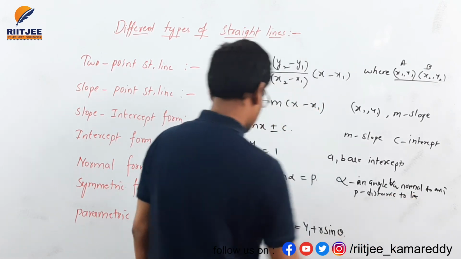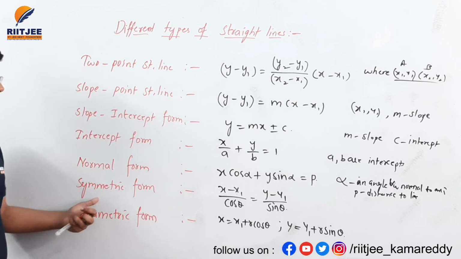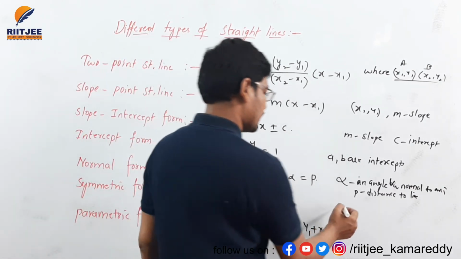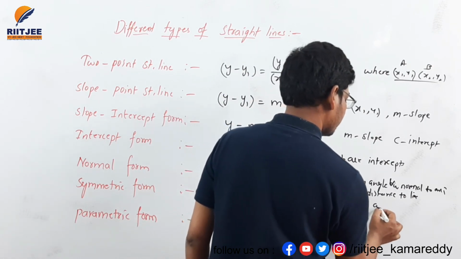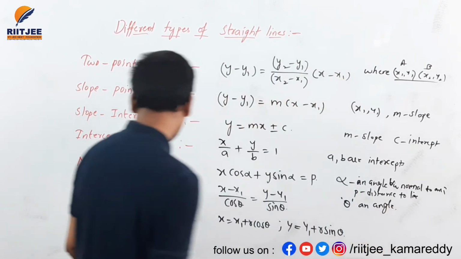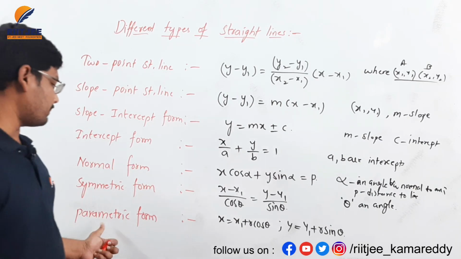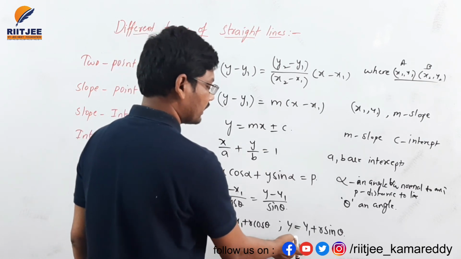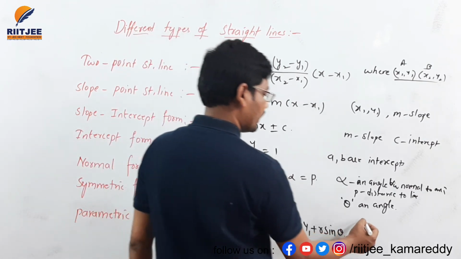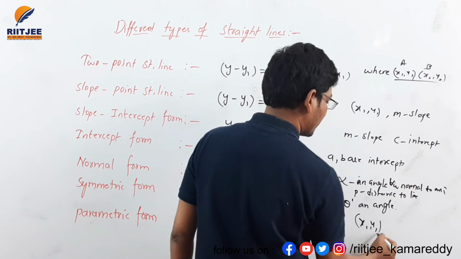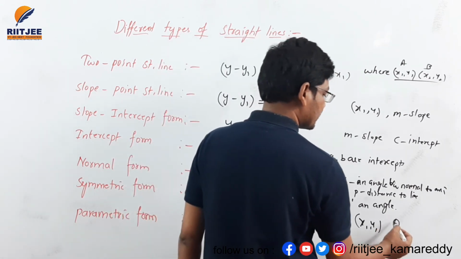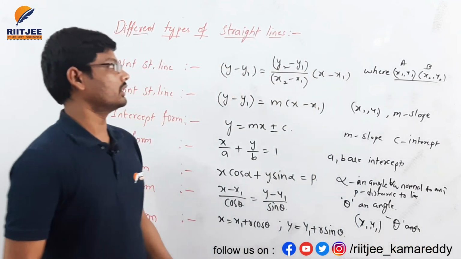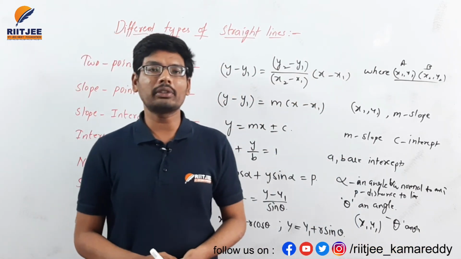Next, the symmetric form, x minus x1 by cos theta is equal to y minus y1 by sin theta, where theta is an angle. And the final one, the parametric form: x is equal to x1 plus r cos theta and y is equal to y1 plus r sin theta, where x1, y1 is a point on the straight line and theta is an angle. This is all about the different types of straight line equations.